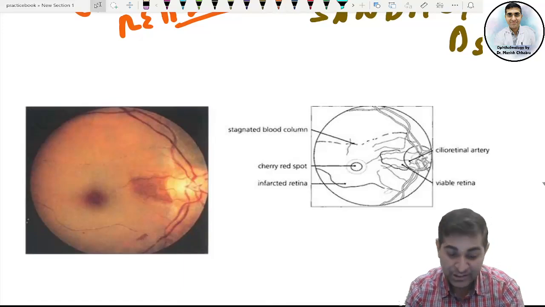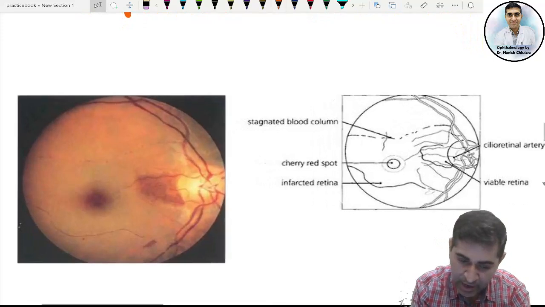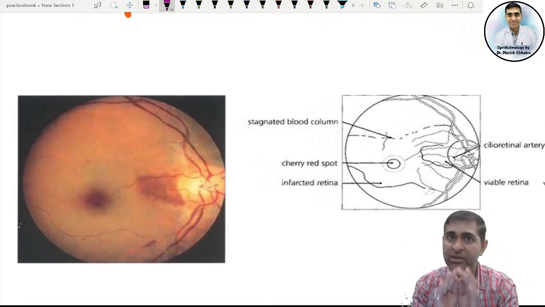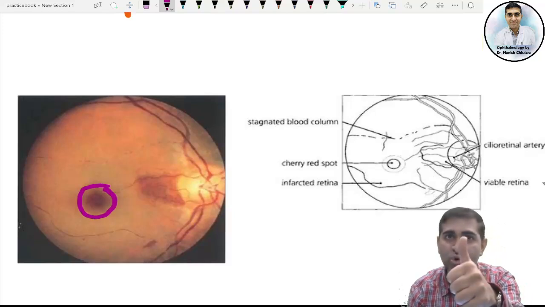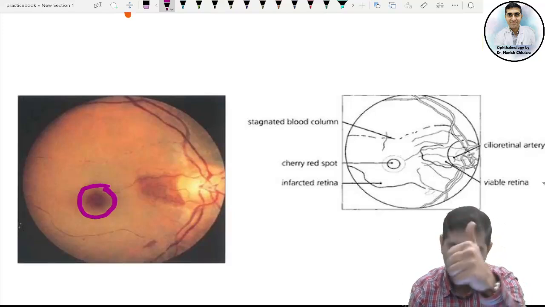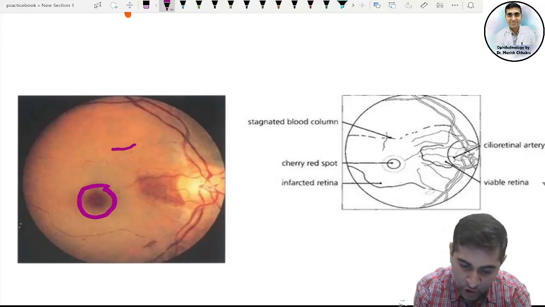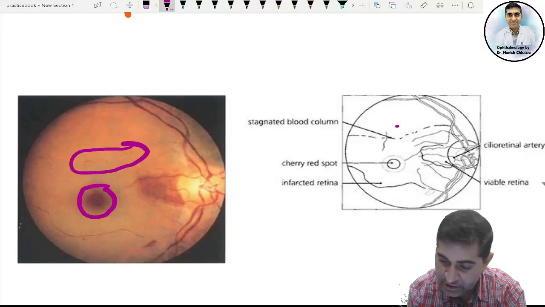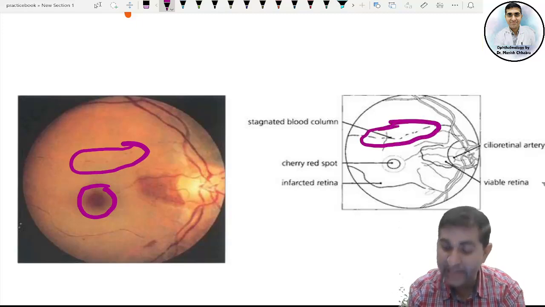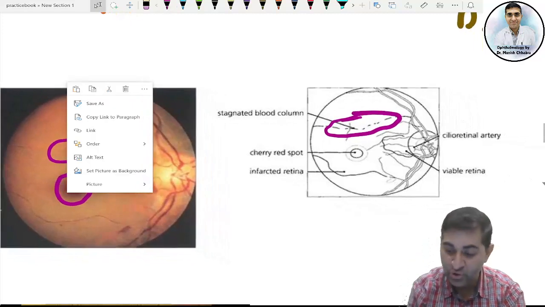What is that magical vessel? Now please understand, I am first going to mark the features which I have told you. Can you appreciate the cherry red spot? Yes or no? Give me thumbs up. Yes, wonderful. Can you appreciate small breaks in the column in the vessels? Can you appreciate here? So this is your cattle track appearance that I was talking of.